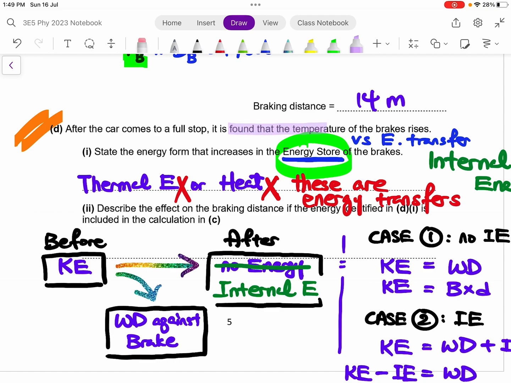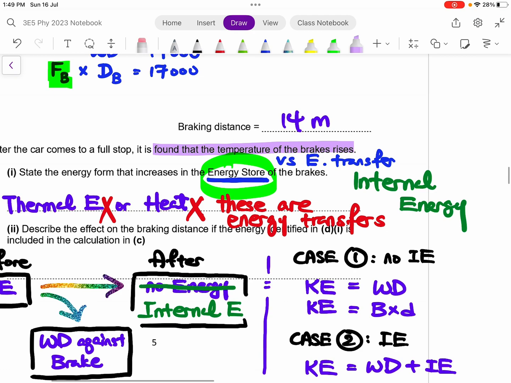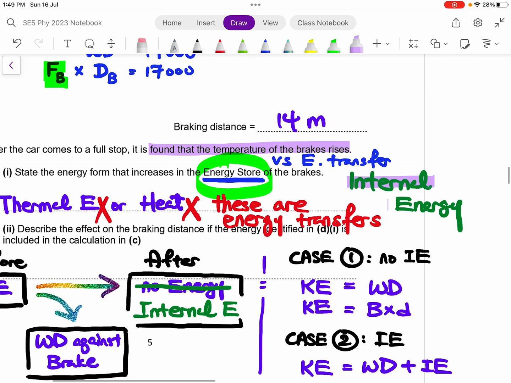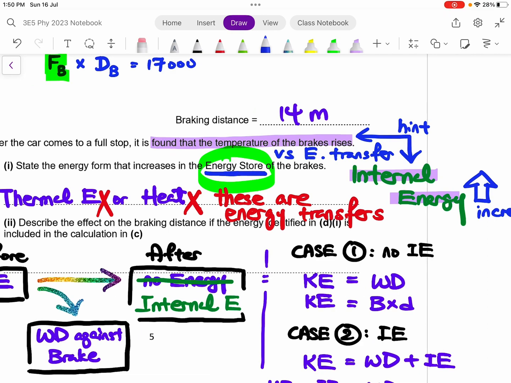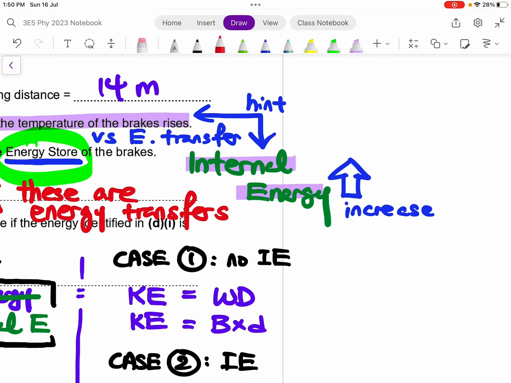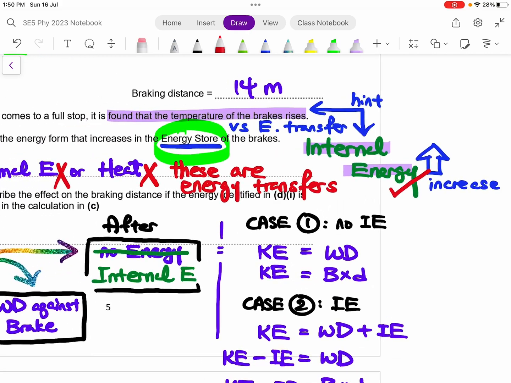It is found that the temperature of the brake rises. If the temperature of the brake rises, what it is trying to tell you is that the internal energy of the object must rise. So down here, they are giving you a direct hint that this internal energy must increase, right? And you know that this internal energy is a form of energy store. So actually the correct answer should be your internal energy.